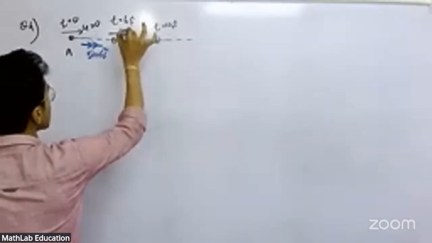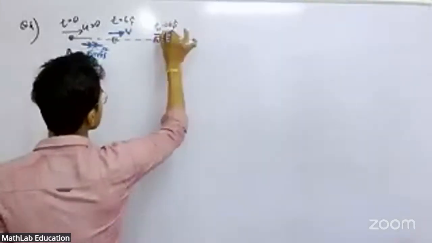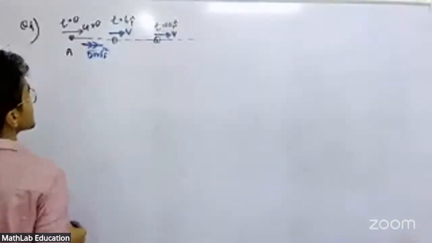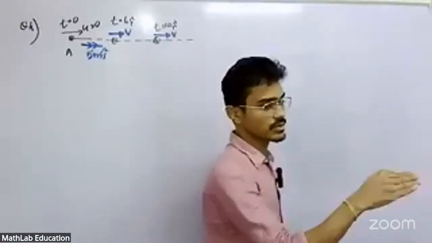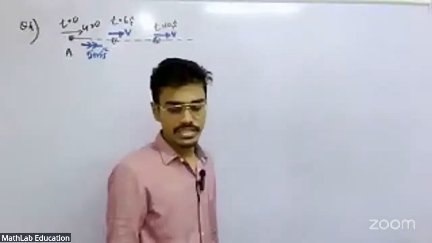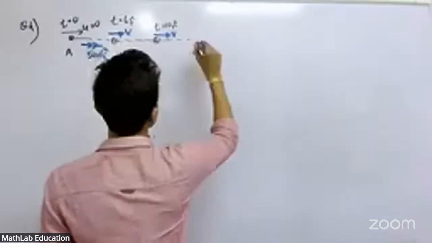So let's assume it as v. If there is v, the section is uniform velocity, so the end velocity of the same section should also be v. The section is moving with a uniform velocity. At this point, brakes are applied.